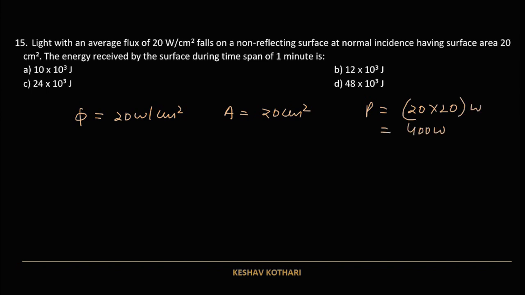So if I talk about the energy, then it is equal to power into time t. So 400 watt into a time span of 1 minute, that is 60 seconds, and the answer will be in joule. So over here on solving we obtain a value equal to 24 into 10 to the power 3 joule, that is option C is correct. So for problem number 15, option C is correct. Let us move to the next problem.